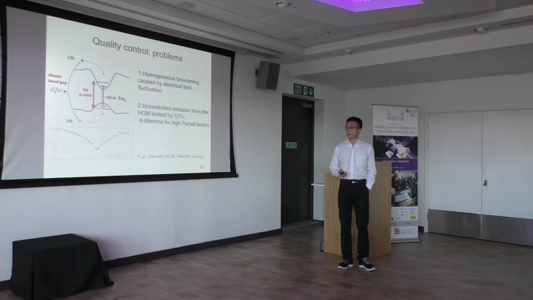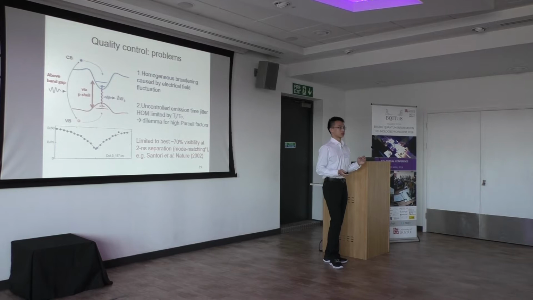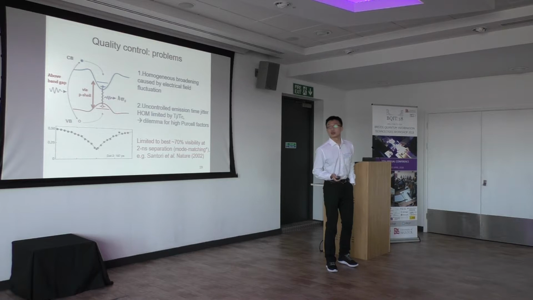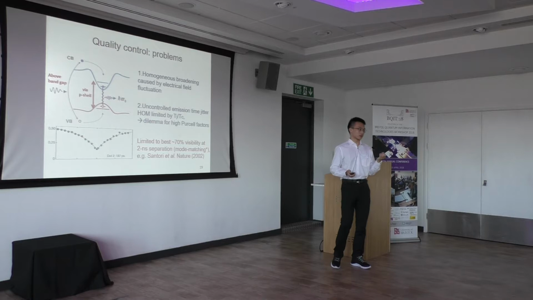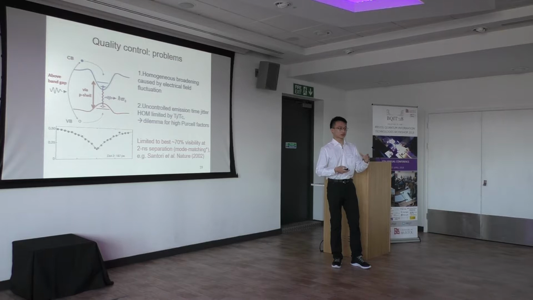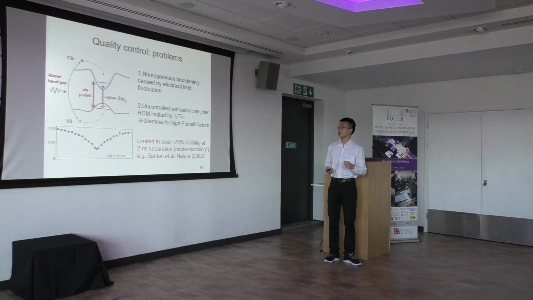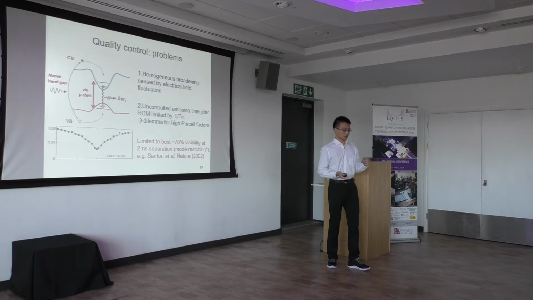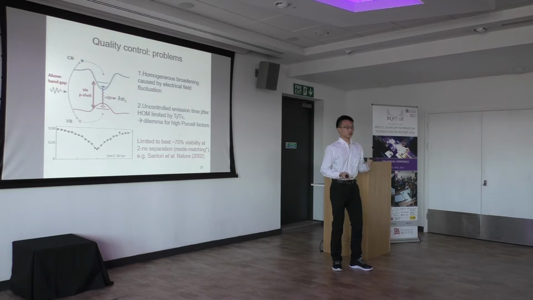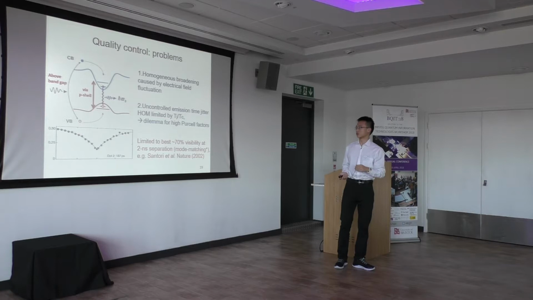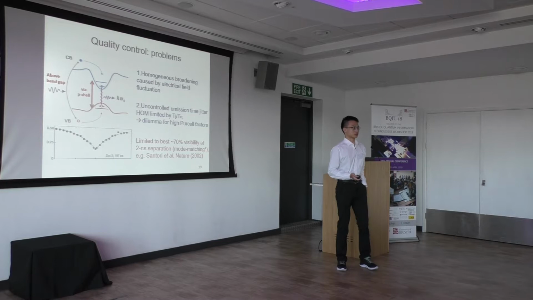There are two major factors that reduce the indistinguishability. The first is the homogeneous broadening caused by the electric field fluctuation when the quantum dot is in its excited state. So the solution is that we can make a cavity around the quantum dot to induce a Purcell effect, which will reduce the lifetime of the excited state. And the second factor is that years ago, the predominant excitation method was above-band excitation. That means we use a pulse laser to excite our quantum dot from its ground state to a higher level, and then it relaxes to the excited level. And you can see that such a relaxation process induces a time jitter. This time jitter will reduce our interference visibility. And in this situation, the best visibility we achieved is just 70%.